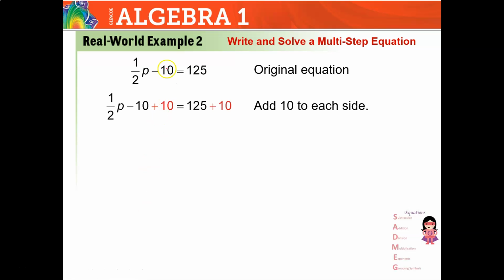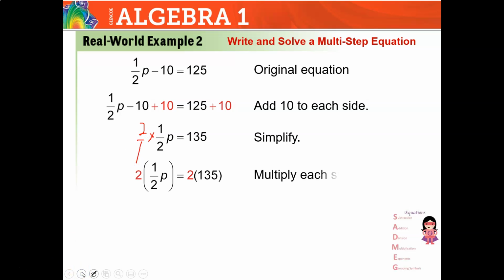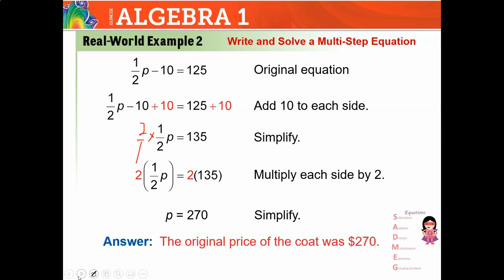Our next step is going to be to add 10 to both sides. So that gives us 1/2 P equals 135. Okay, with this fraction, the next step would be to multiply by its multiplicative inverse. So we're going to multiply by 2 over 1. So multiply each side by 2. We get P equals 270. So the coat costs $270.